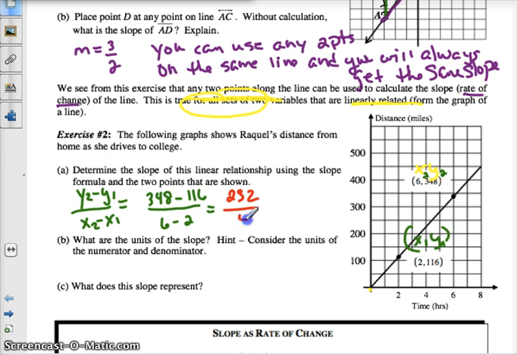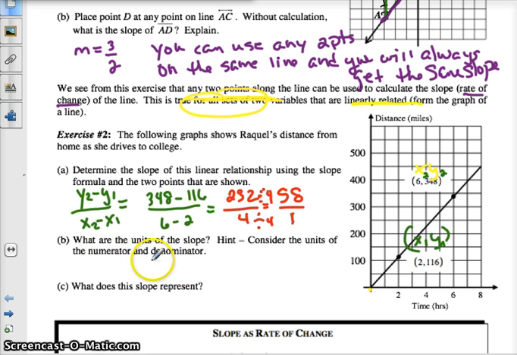6 minus 2 would be 4. And when you divide, I think you could divide it by 4 and get 58. And that would be over 1. So I'm reducing or dividing by 4 on the top and the bottom. Okay, so that's just a reduced fraction. You can always use math enter in your calculator also.